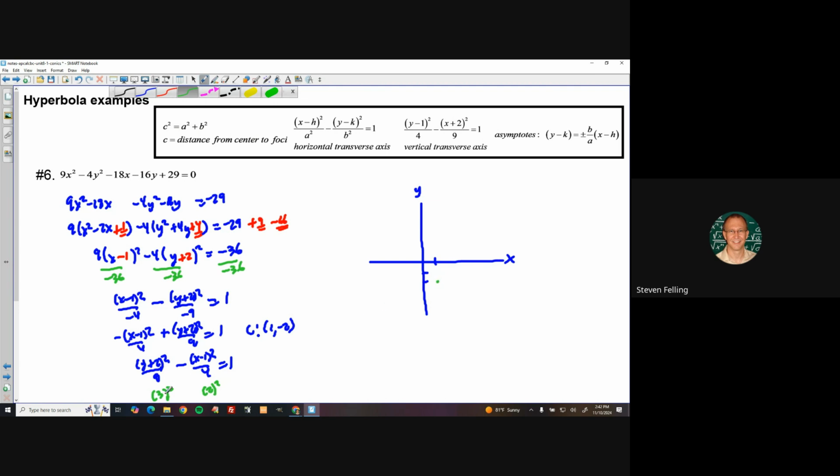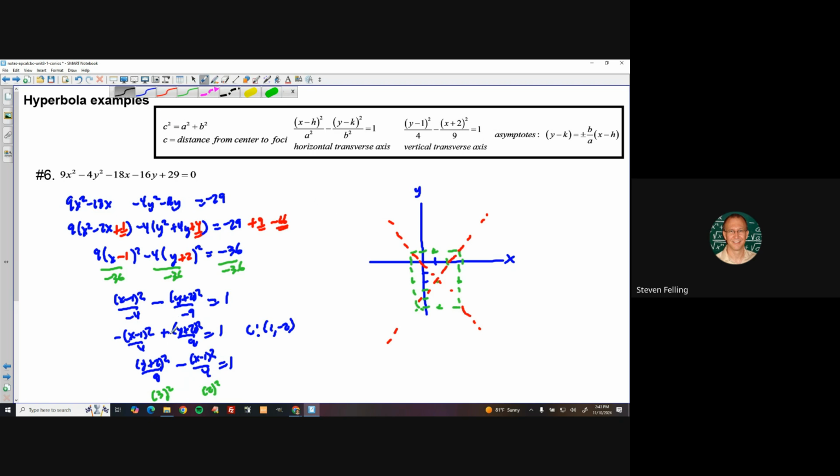Okay, we're going to go 3 in the y direction. So 1, 2, 3 in the y direction. And then we're going to go 2 in the x direction. So 1, 2 in the x direction from the center. We will make our box up there. We'll put our asymptotes in there. And then we'll draw the curve.